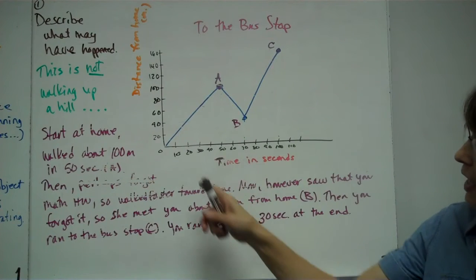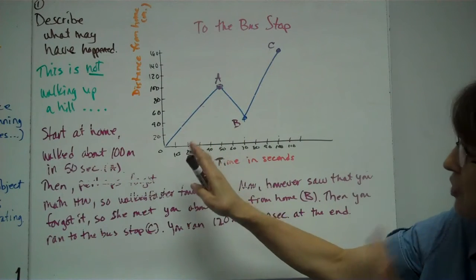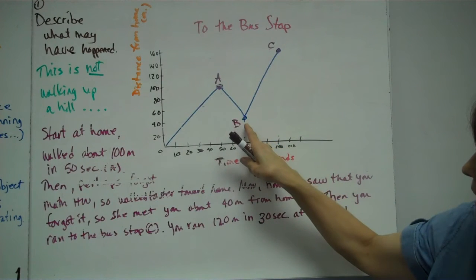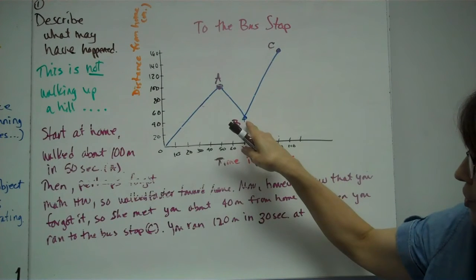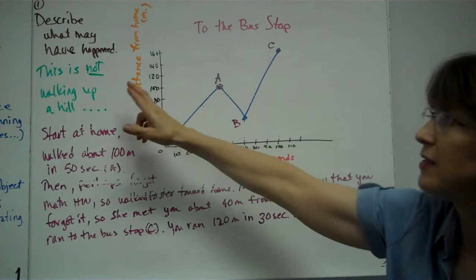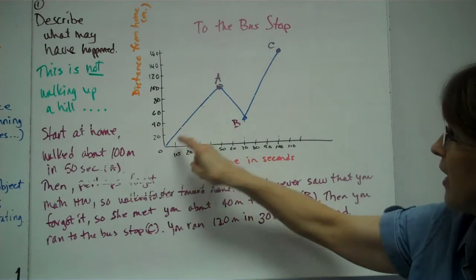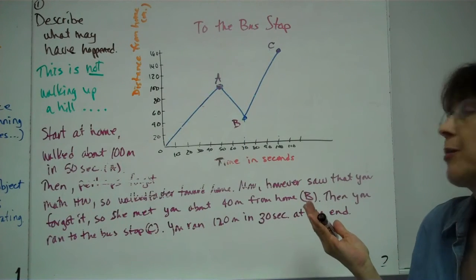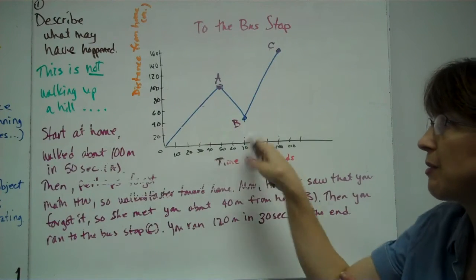Okay. So you have a line that looks like you're going up a hill. You're not going up a hill. You're going from 0 to 100 meters, and then you had to go back closer to home. You're going closer to home, it looks like, and then you're going further to the bus stop. First of all, this is not a description of you walking up a hill, and then down a hill, and then up a hill. When you look at it, you think, oh, that's what I'm doing, but you must be careful with what everything means.